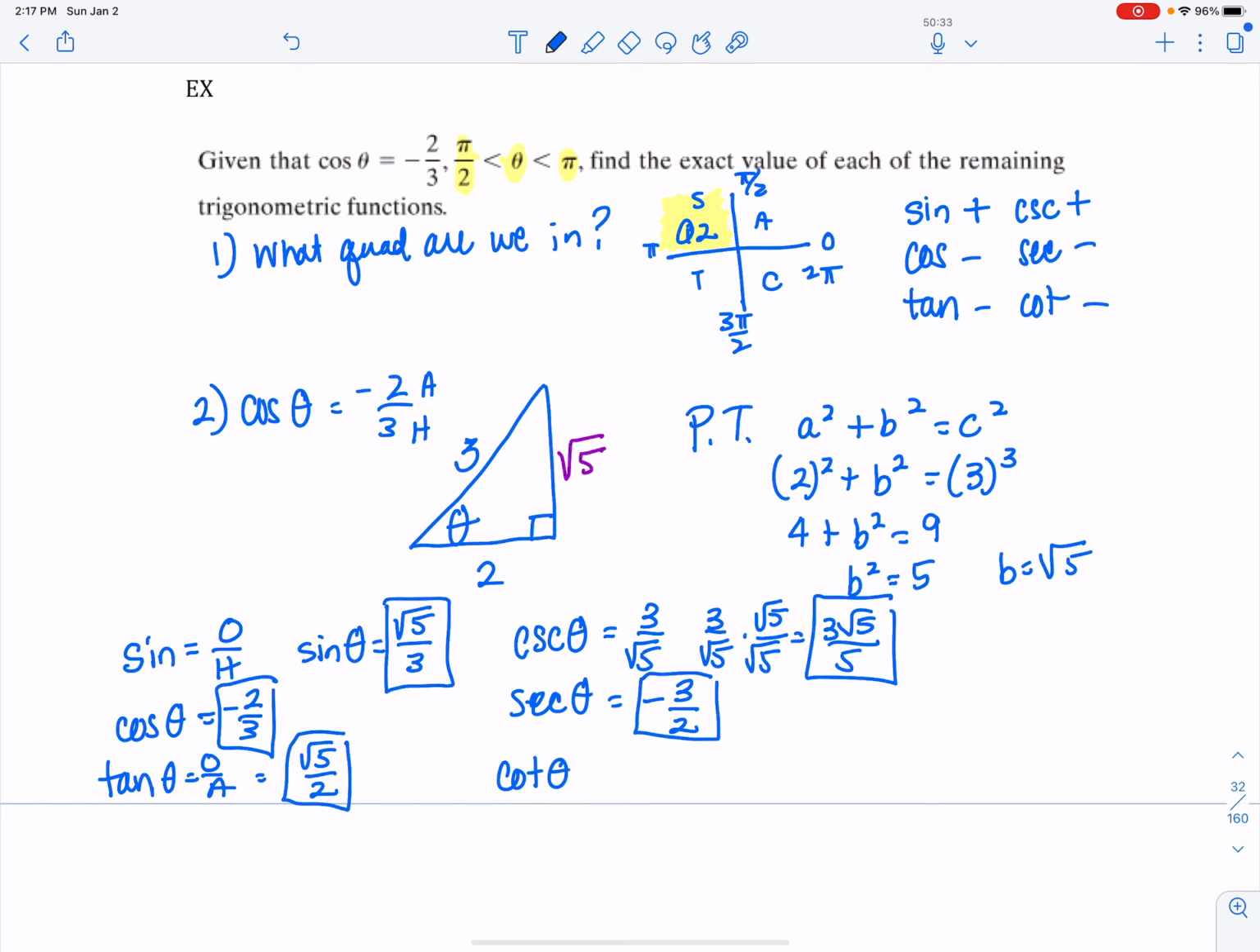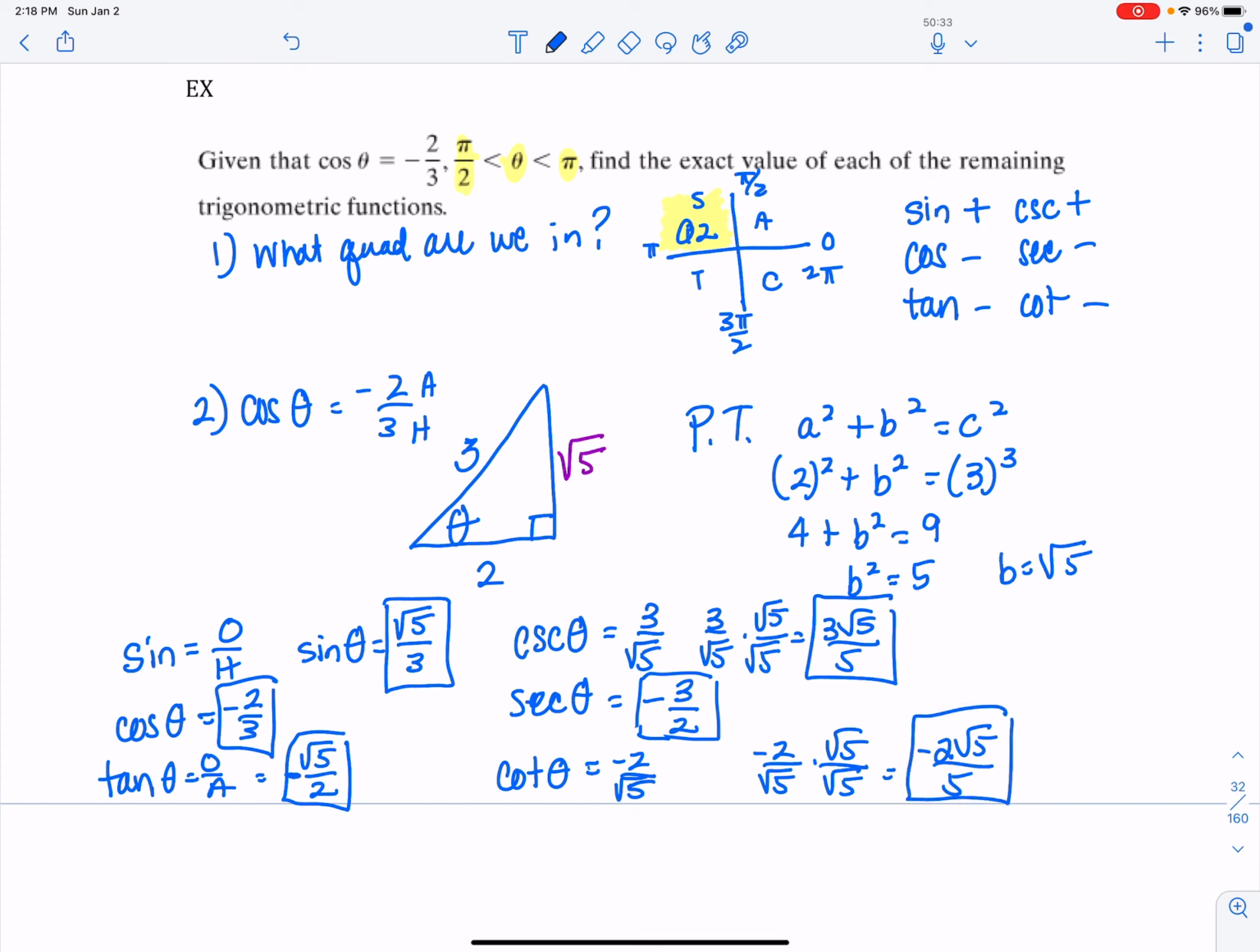Now cotangent is a reciprocal function, and by the way, I forgot to put on the negative sign. So make sure I put the negative sign there because tangent is negative in quadrant 2. Cotangent, you flip it over to get negative 2 over square root of 5. And now we take and find the rationalization of this, which is negative 2 radical 5 over 5.